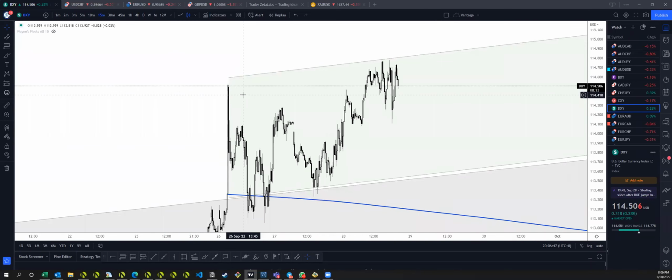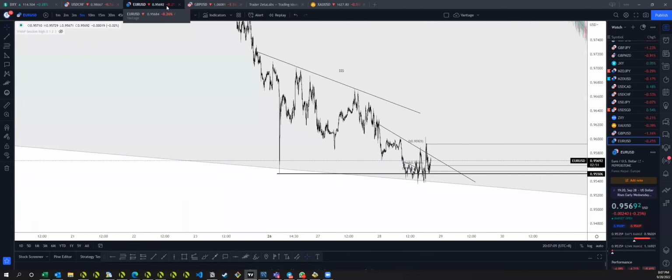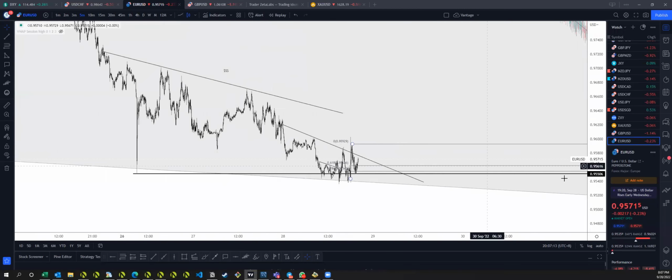Bank of England, I think there was another big event where they were going to do tax cuts, and that caused a 4% drop in the pound. So a lot of events happening right now, and we can see a lot of this volatility in the market. Okay, so I'm just going to go through the Euro dollar right now.